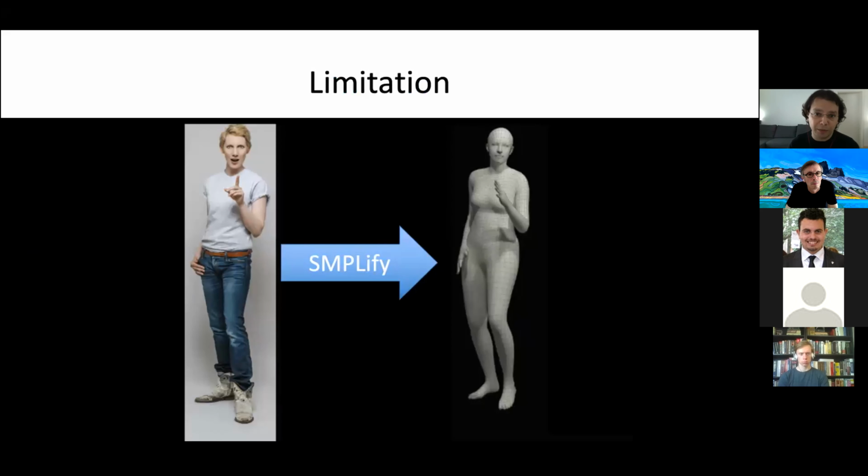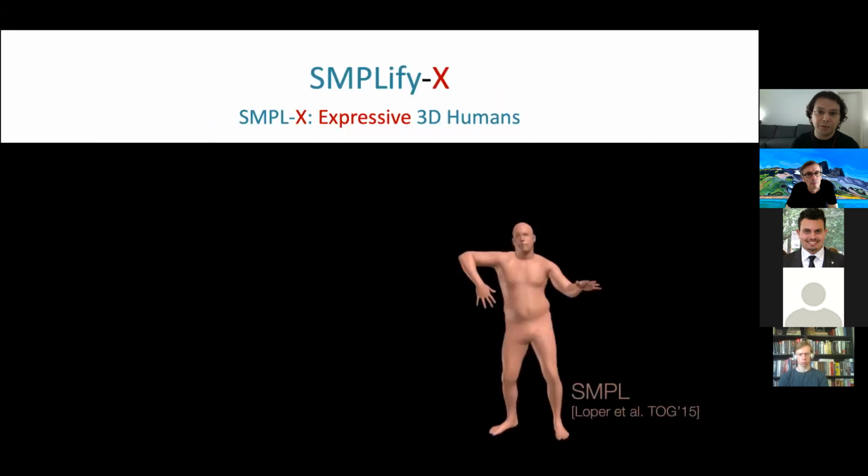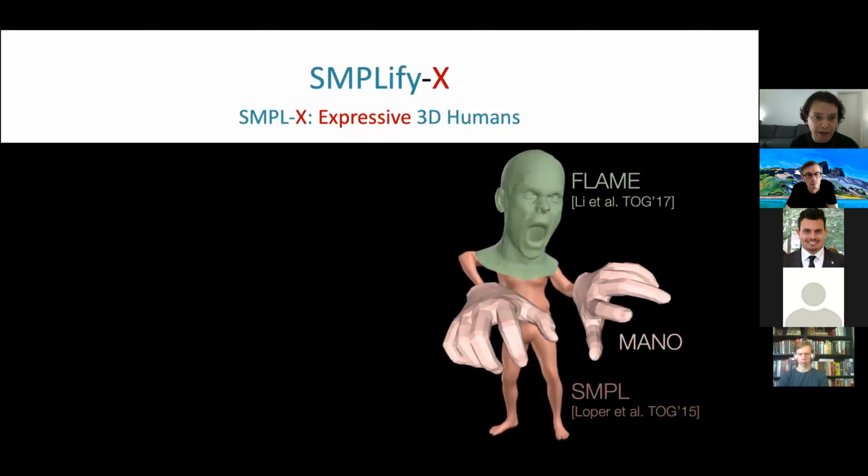However, there's an important limitation. Estimated bodies have always neutral, unexpressive faces and flat, non-articulated hands. We account for these limitations in the SMPLify-X project presented at CVPR 2019. For this, we first built SMPL-X, an expressive statistical whole body model that goes beyond SMPL by having well-articulated hands and an expressive face.